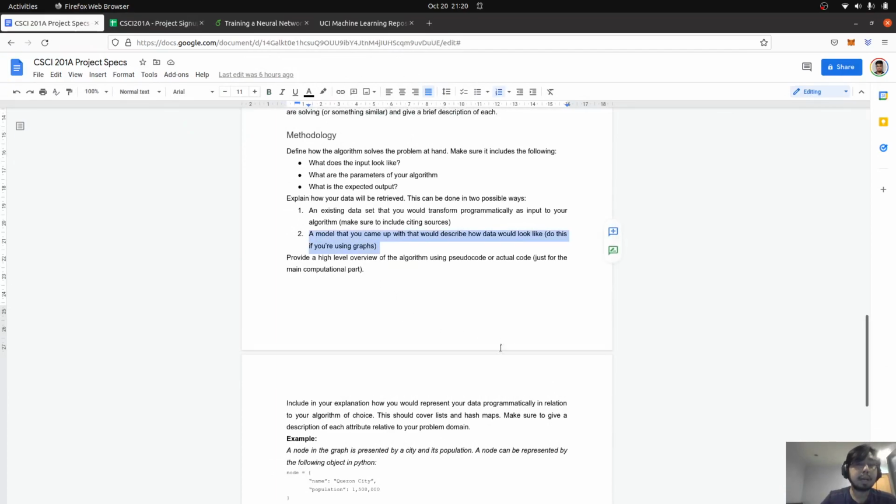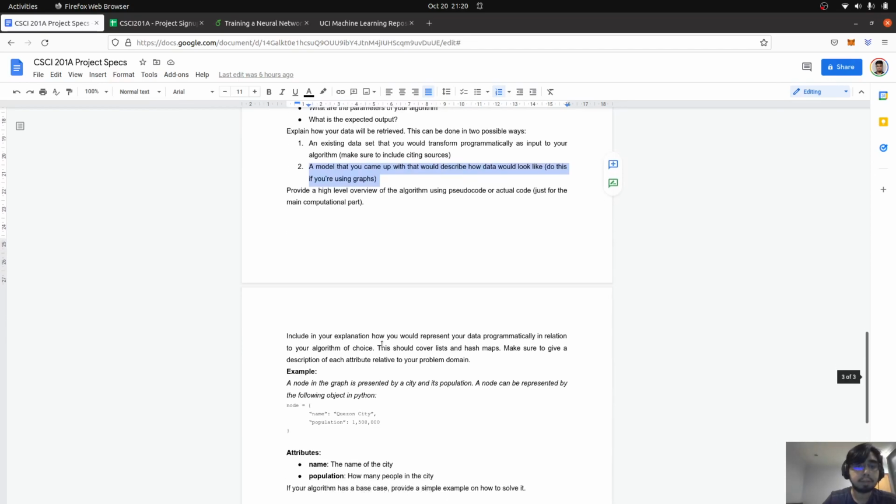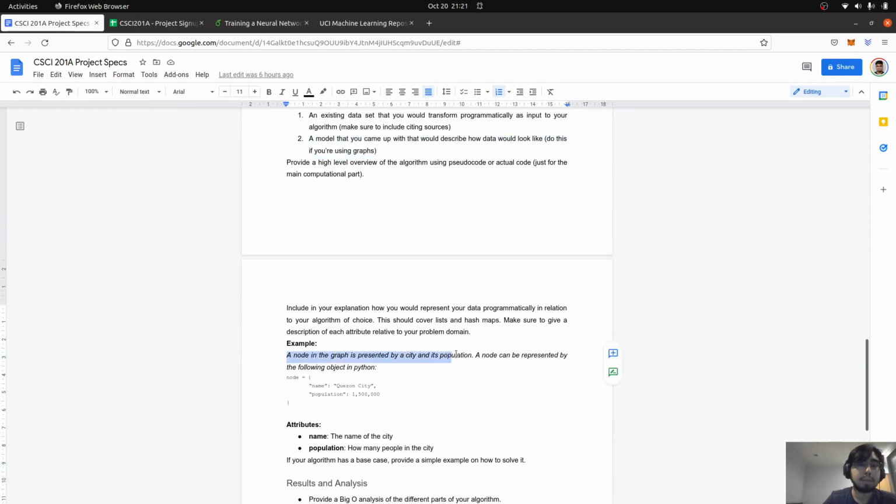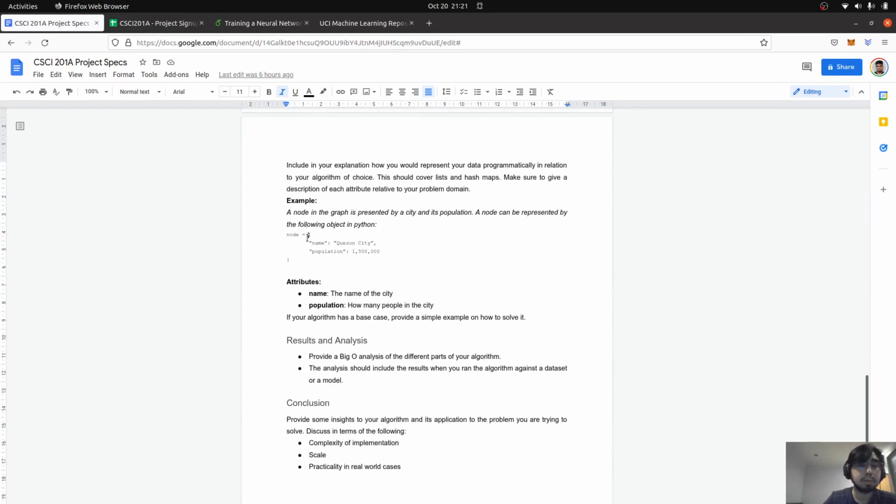Now, if you're doing a graph-based algorithm, if you would model the entire search space in the form of a graph, make sure that you describe how that graph would look like. Okay, what are the elements of the node, how the edges are weighted, and what does it actually mean in relation to the problem you are solving. So for example, a node in a graph is represented by a city and its population. It can be as simple as that. A node can be represented by the following object in Python. So for example, you have some sort of dictionary or hash map structure that has the following attributes. And of course, give a description of what these attributes are.